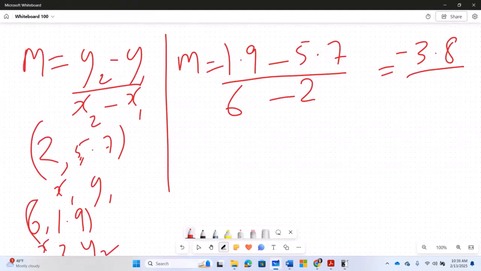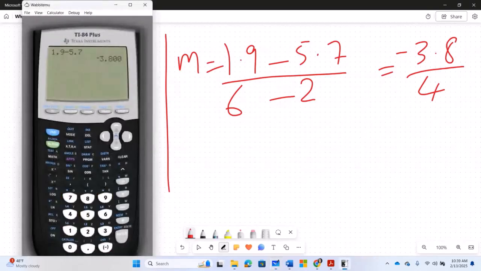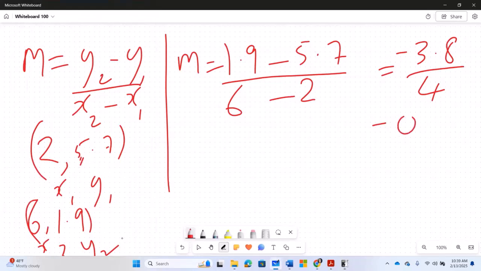And in the denominator, 6 minus 2 is 4. So I'll go back to my calculator and ask it to find 3.8 divided by 4. Therefore, the slope is approximately negative 0.95. So this is the slope. Okay. Now that I have found the slope, I'm told to write this equation by hand, first of all.